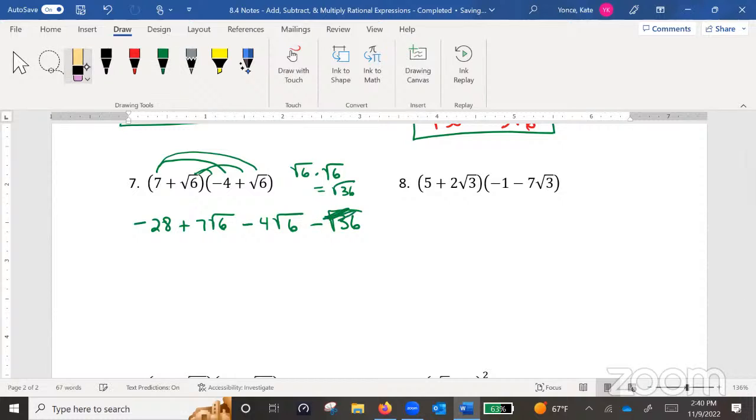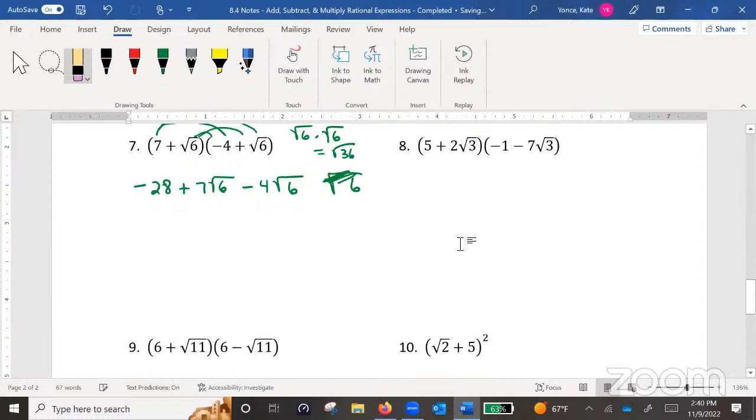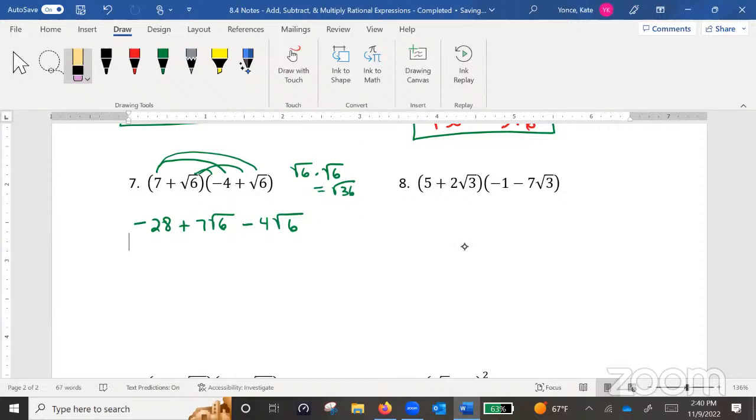But oops, it's not letting me erase that. Let me try again. Okay, so let me just write up here. So we have square root of 6 times square root of 6, which equals square root of 36, which equals 6. So remember, radical times itself is the number inside. But if you are going to say 36, you have to say square root of 36.